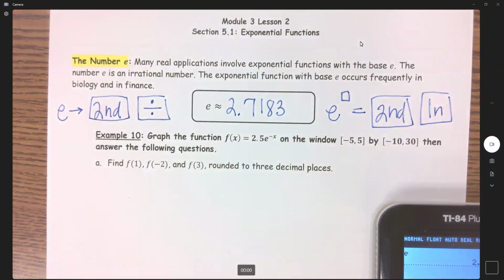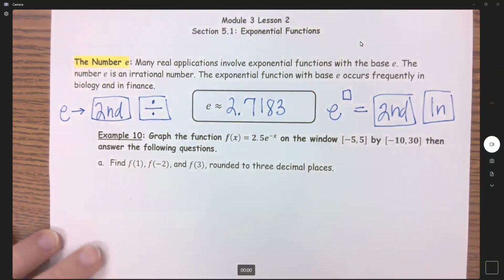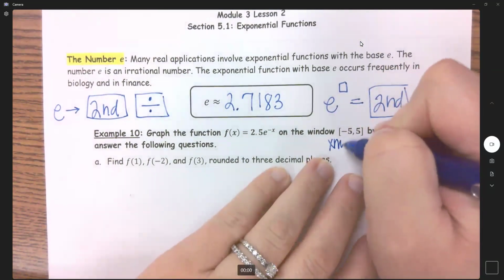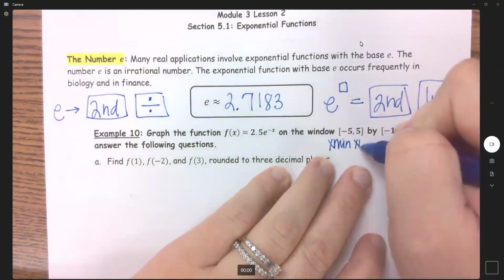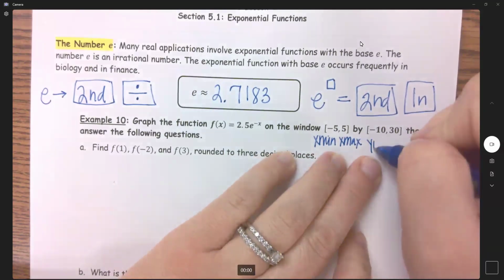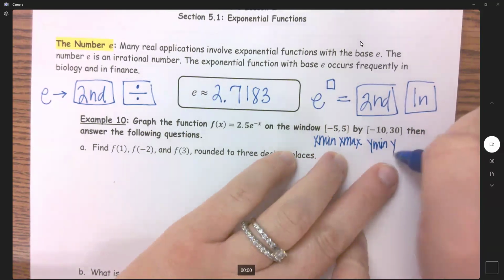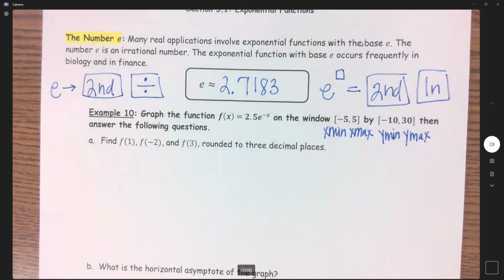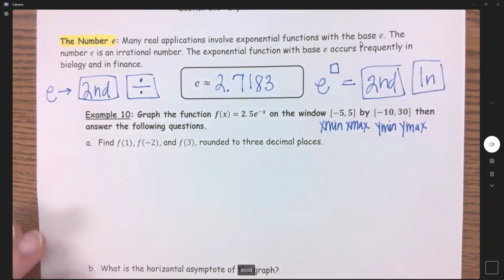So example 10 says graph the function f of x on a window of this right here. So this is my x min and x max. And here is my y min and my y max. I'm not using zoom 0 because I have my y values as well. And then we'll answer the following questions.